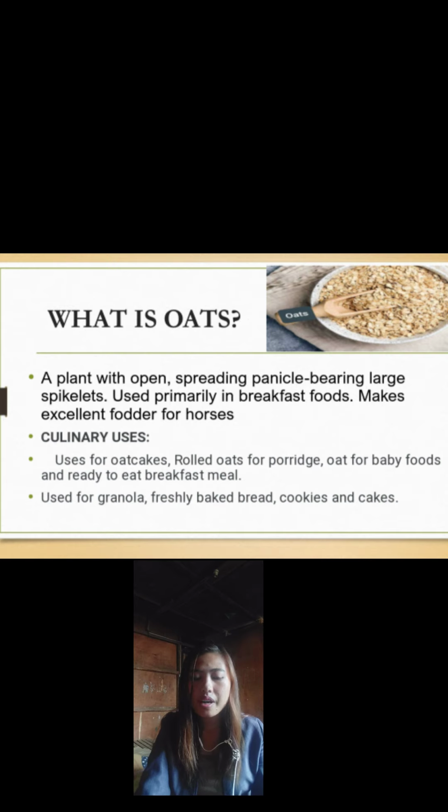And also, the oats has culinary uses, mainly rolled oats for porridge, oats for baby foods, and used for freshly baked cookies and granola.